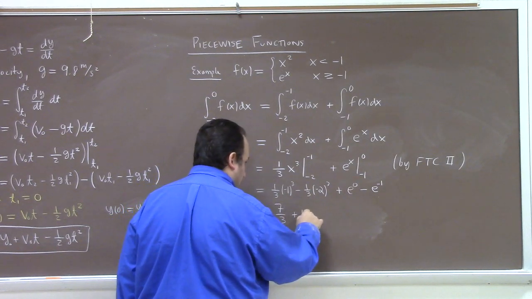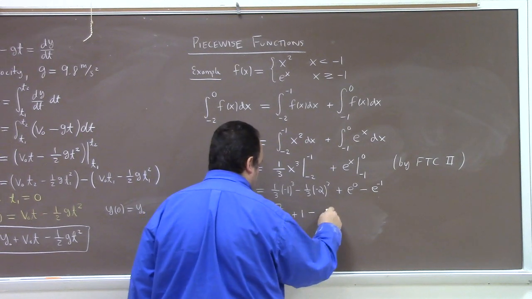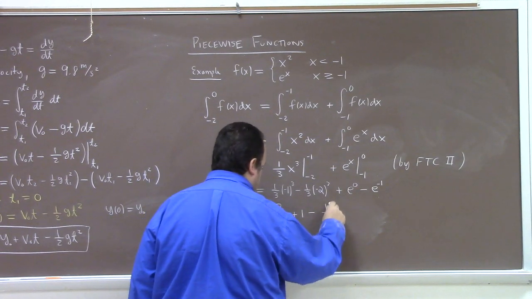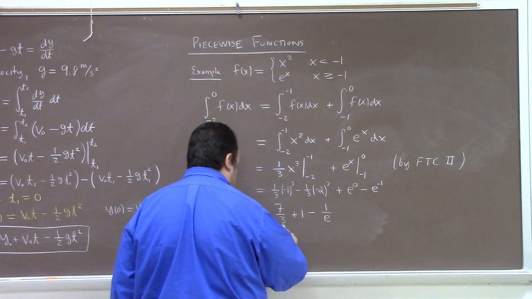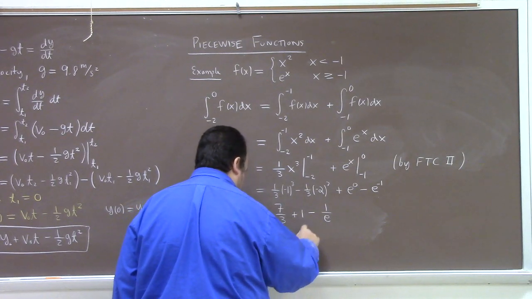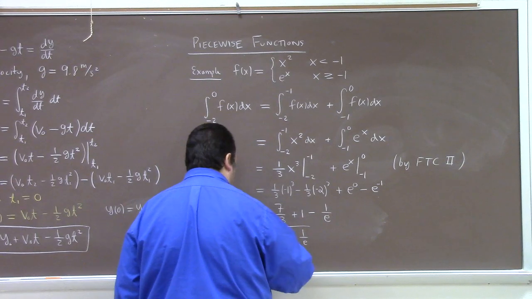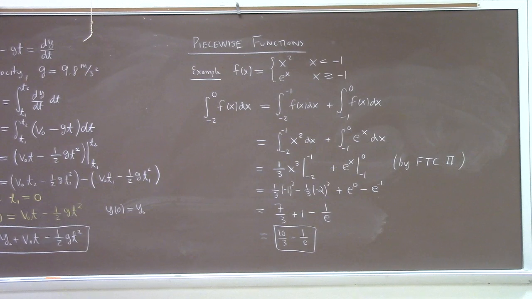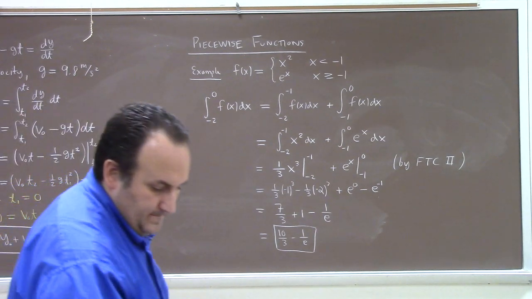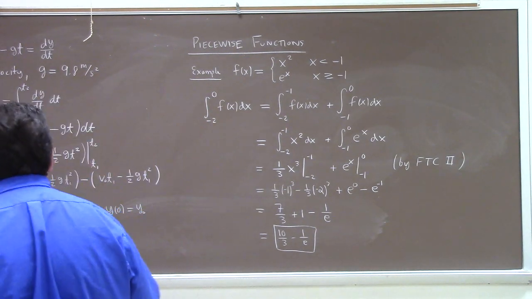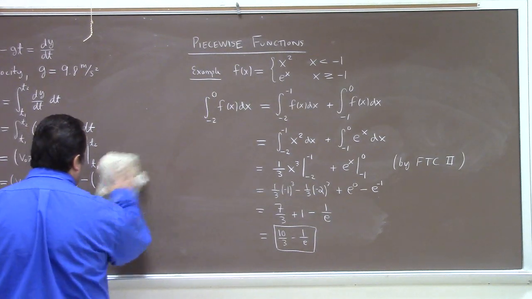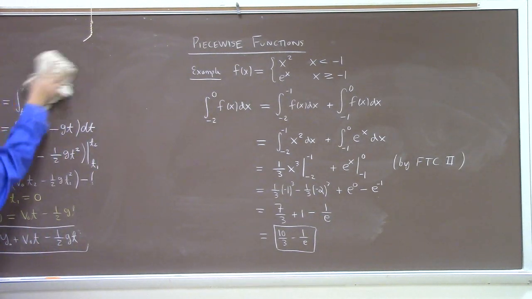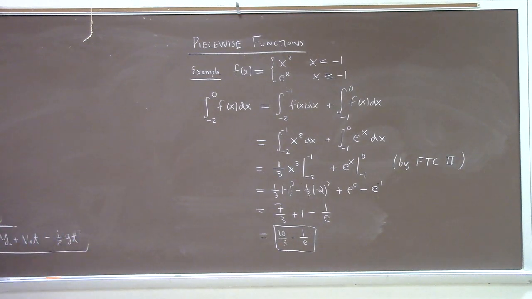plus 1 minus, well, 1 over e, if you like. However you want to write that, but there you go. I guess I could write that as 10/3 minus 1 over e. Anyway, you could punch it in your calculator and get a decimal number there if you like. So these piecewise defined examples, they're trickier when you don't see them coming.